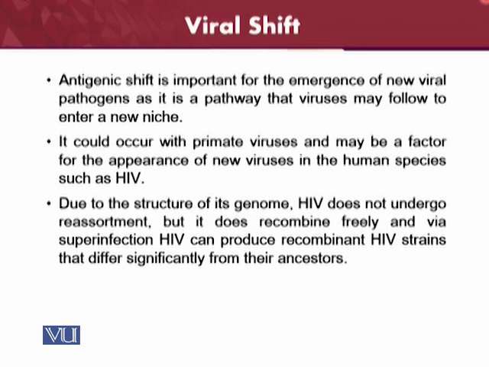It could occur with the primate viruses and may be the factor for the appearance of new viruses in the human species, just like the human immune deficiency virus, HIV, which is also very important. However, the HIV virus does not go through reassortment as an antigenic shift, but it can combine freely via superinfection, and HIV can produce recombinant HIV strains which can differ significantly from their ancestors, which also gives the niche to that specific kind of virus.